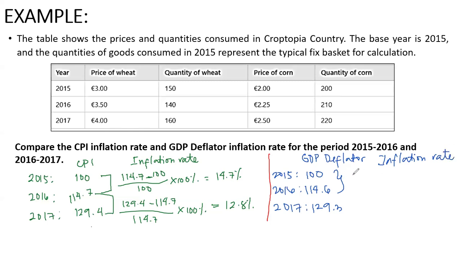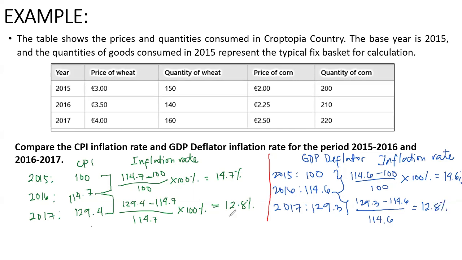So here, inflation rate. We have 114.6 minus 100 divided by 100 times 100%. So we have here 14.6 percent. And here, if we're going to compute 129.3 minus 114.6 divided by 114.6, that is 12.82 or 12.8 percent. So they're actually similar.